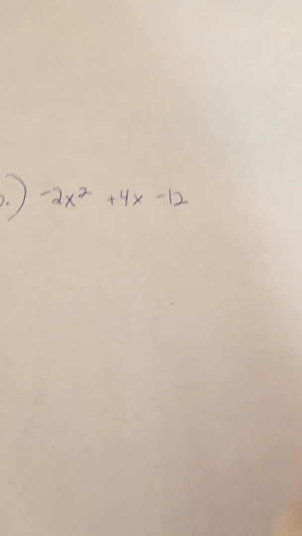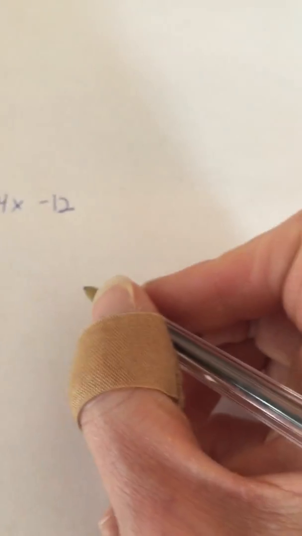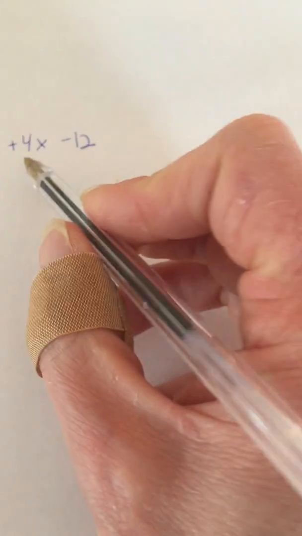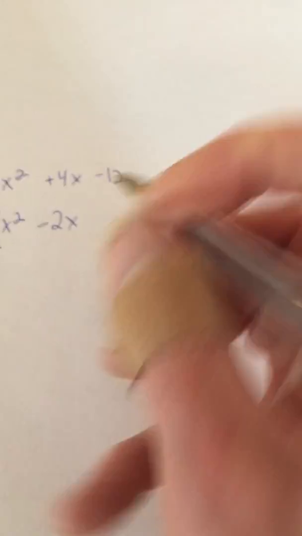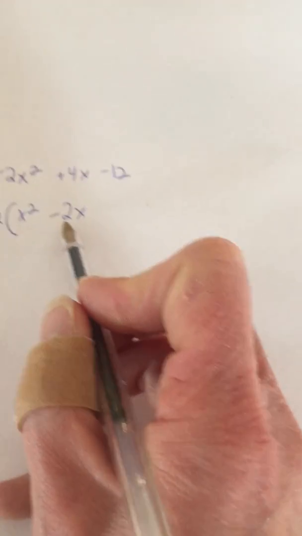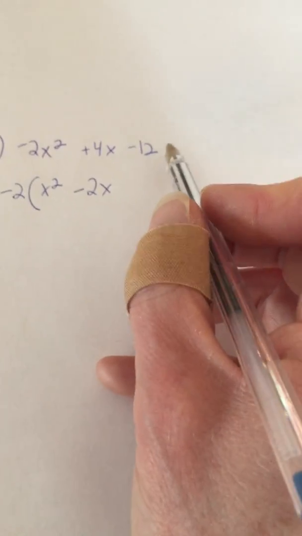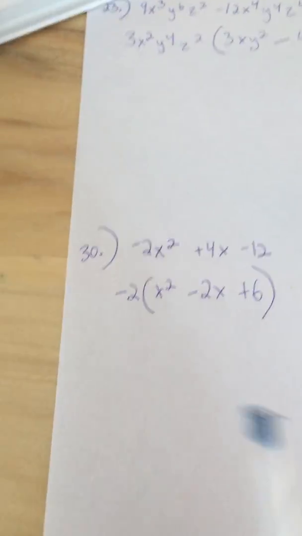All right, the next one is about factoring out a negative coefficient. When I look at this problem, I can see that I could take out a -2 from all of them. If I take out a -2 from this first one, it's going to leave me with x squared. If I take out a -2 here, it's going to leave me with a -2x, because -2 times this -2 is going to give me a positive 4x. And then if I divide by a -2 here, it's going to leave me with a positive 6. And so I have taken out the negative coefficient.